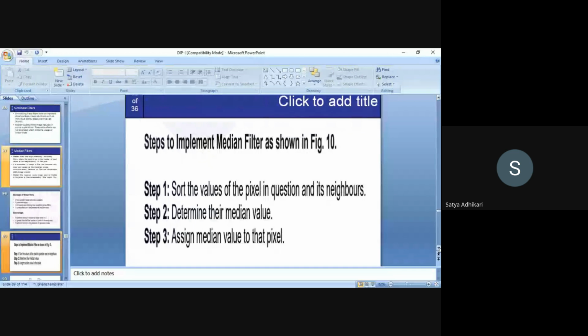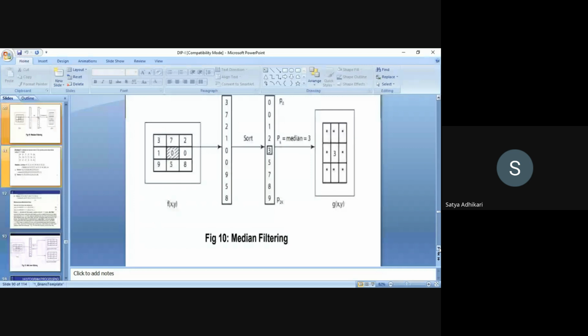Let us see a small example. f of xy is the gray level value of some pixels. Nine pixels are given, and 0 is at the center. We want to change, using the median filter, the pixel whose value is 0 at the center. There are two pixels having zero, but I am considering the gray level value of the pixel 0 which is in the center.